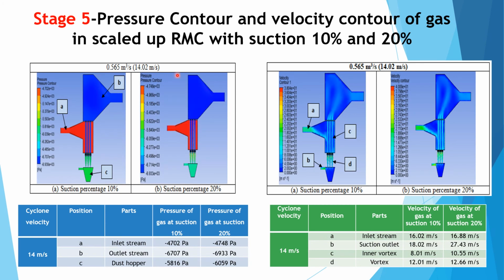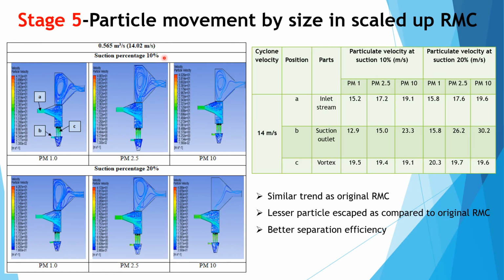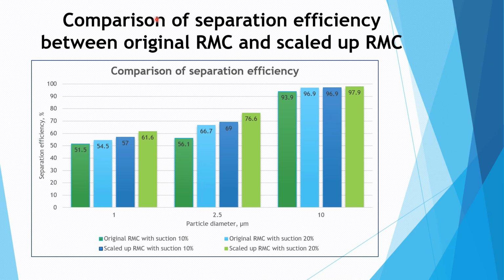This is the pressure contour and velocity contour of gas in scale RMC with suction 10% and 20%. This is the particulate movement by size in scale RMC, as can be observed from this table. It shows a similar trend as original RMC. And it also shows lesser particle escape as compared to original RMC, and hence it has better separation efficiency. Based on the comparison graph of separation efficiency between original RMC and scale RMC, the scale RMC shows better separation efficiency as compared to the original RMC, irrespective of the particle size.